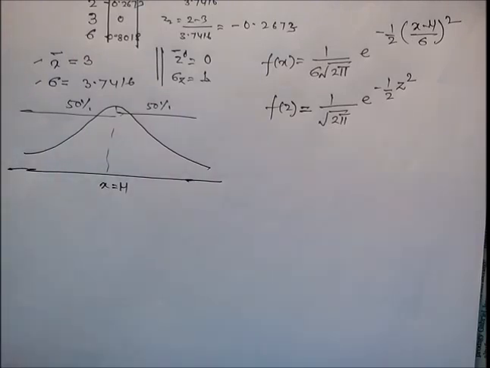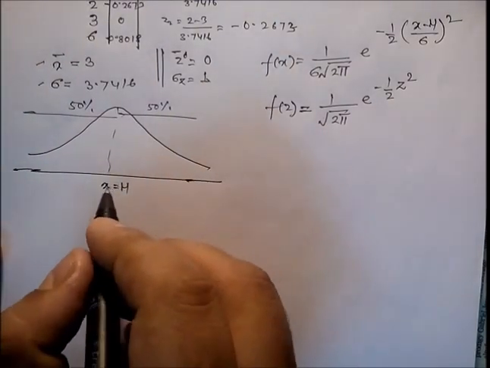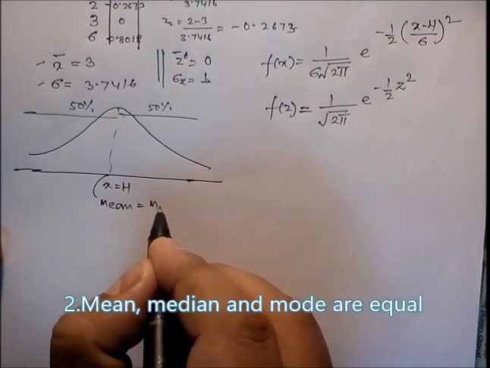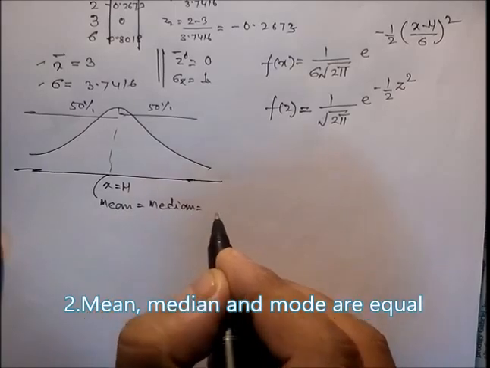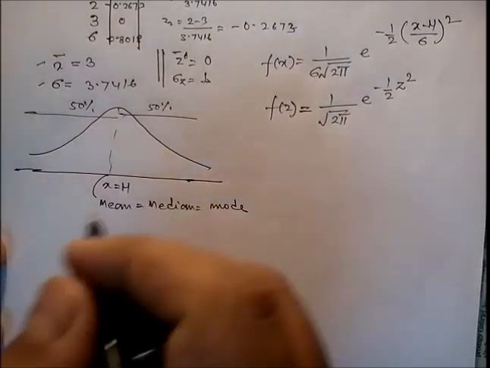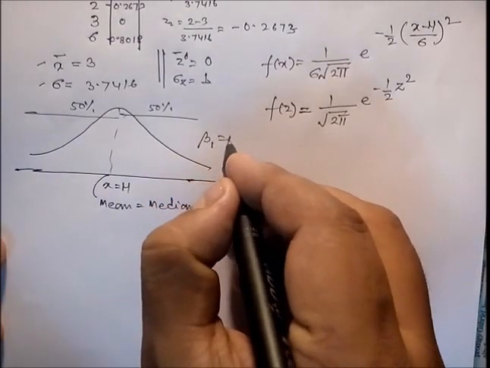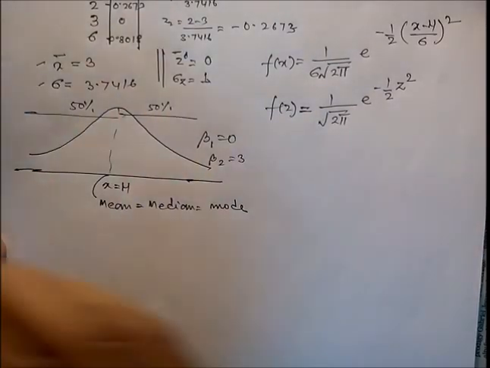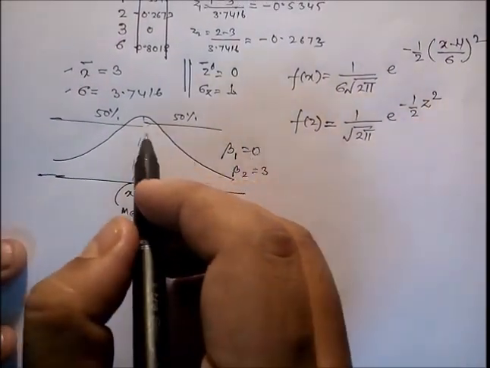Mean, median and mode of the distribution coincide. So this is nothing but our mean, this is nothing but our median, this is nothing but our mode. Clear? Next, beta 1 is 0, and beta 2 is equal to 3. So beta 1 is 0 means it is symmetric.